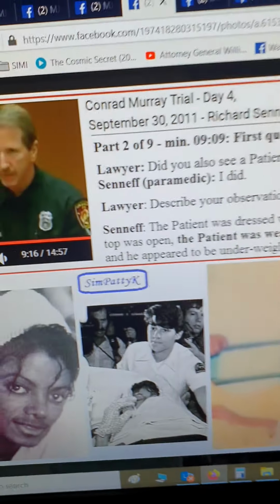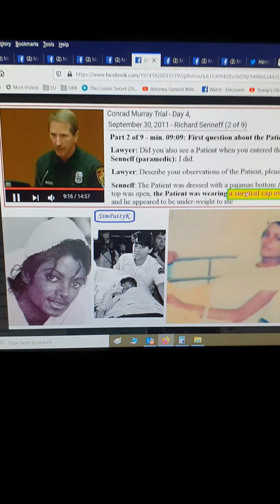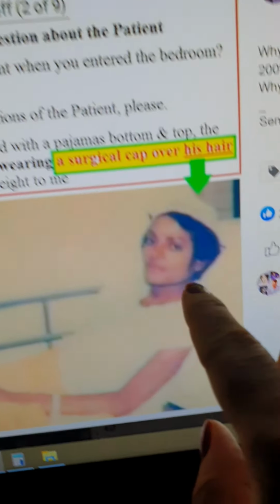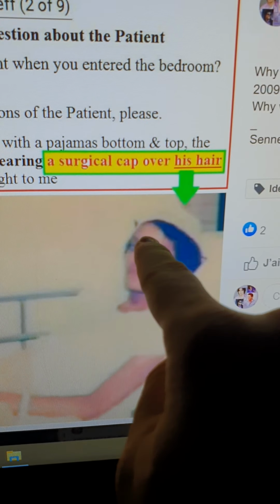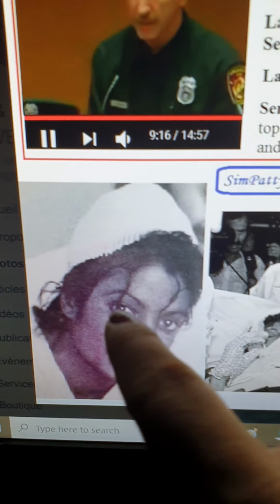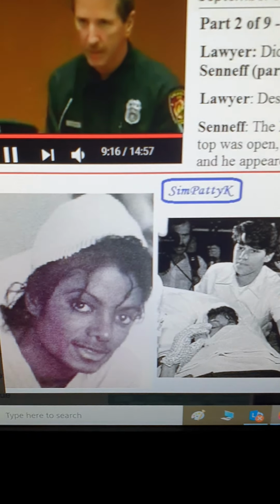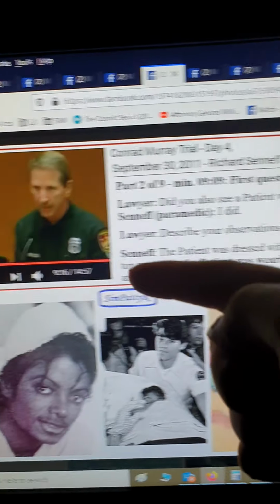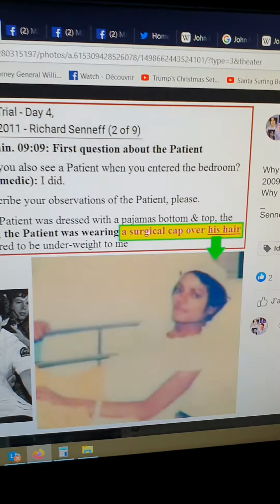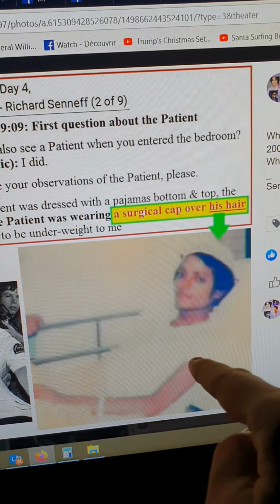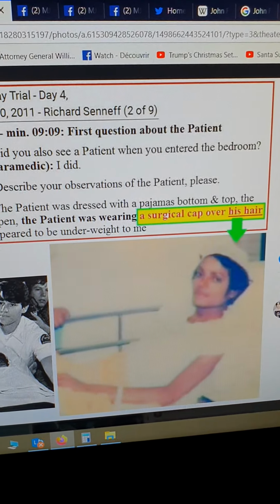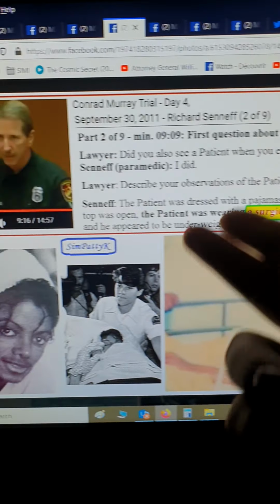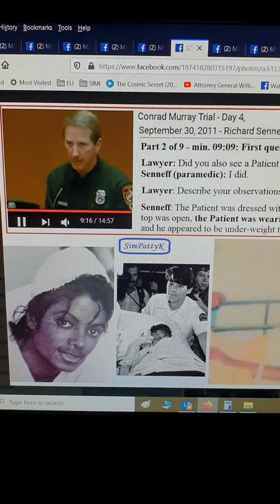Now, why would Michael in 2009 wear a surgical cap over his hair? And when he said surgical cap, it reminded me of the surgical cap that Michael indeed wore in 1984 when he had the Pepsi accident. Now, was this testimony from Richard Senneff intended to make us think about the Pepsi accident and the surgical cap he wore there? Did he actually leave us a clue so we can make the connection with the Pepsi accident?